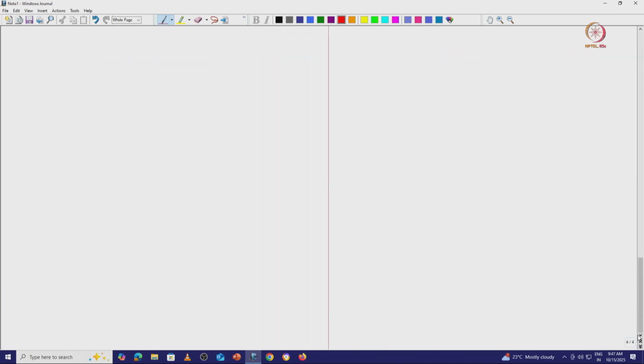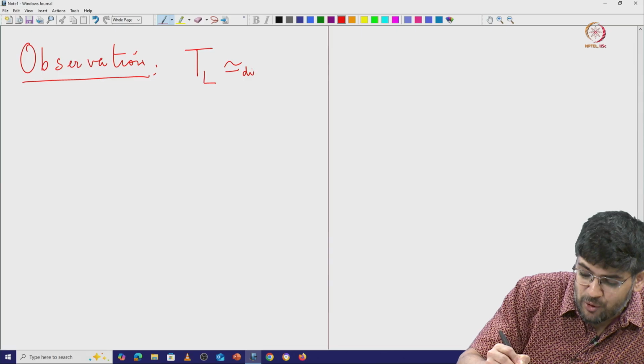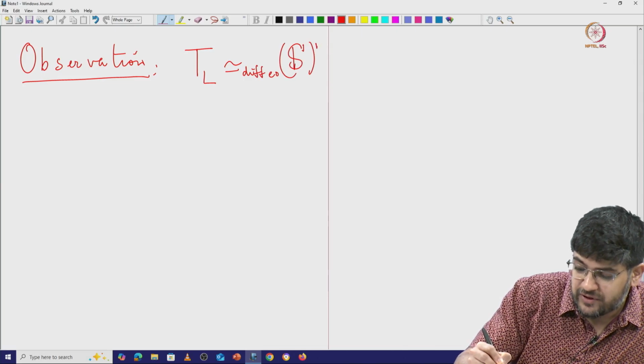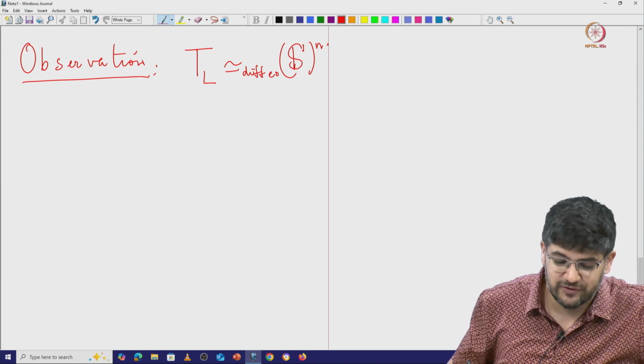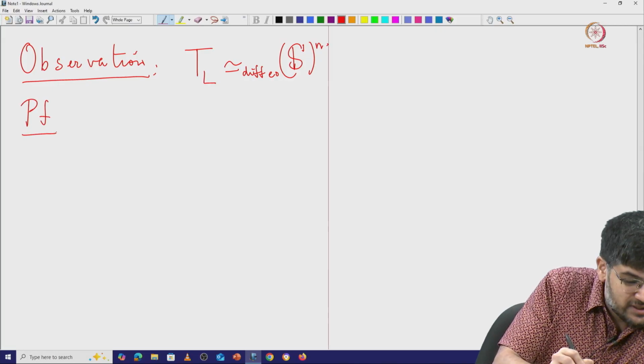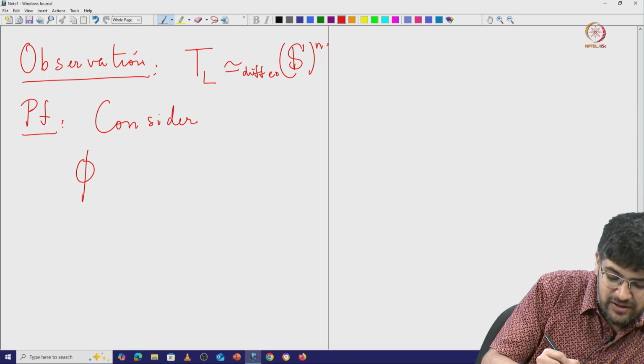All right. So the first observation is that topologically, or at least diffeomorphically, all of these tori are actually the same. So T_L is diffeomorphic to simply a product of n circles. Okay, so what is the proof here? It's elementary, so let me quickly repeat it.